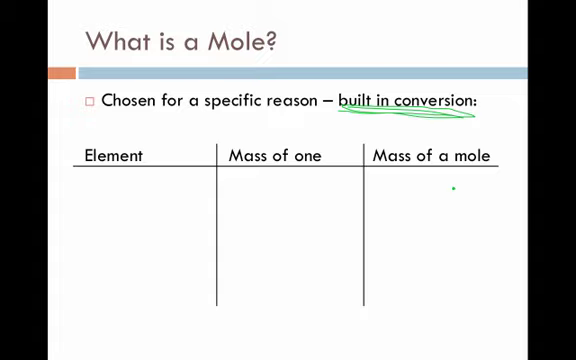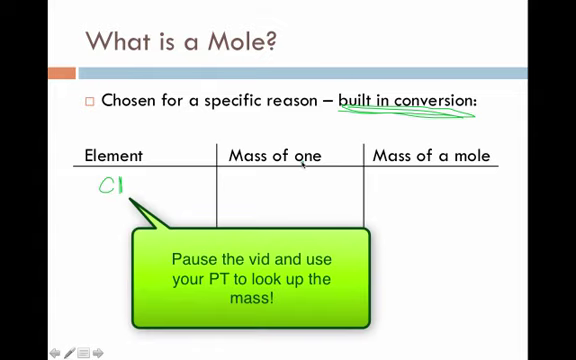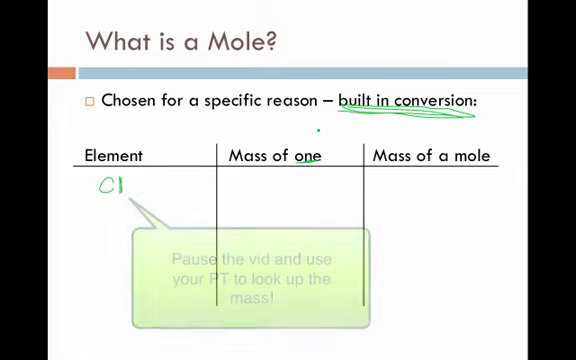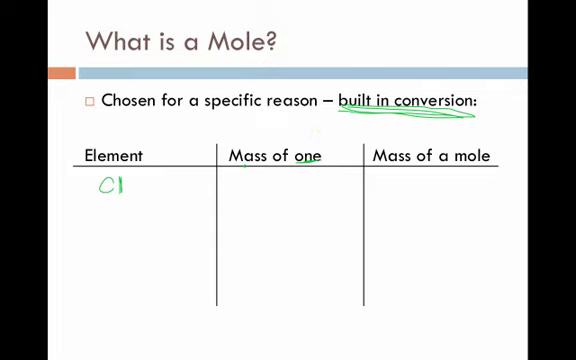So let's talk about what we're dealing with here. For example, we can talk about an element. In this case, we'll talk about the element chlorine. You can take a moment right now and look up its mass on the periodic table, and we want to know the mass of one chlorine atom. So take a minute, pause the video, and see if you can find that. Looking at your periodic table, we'll find that the mass of one chlorine atom is 35.4527. And if you recall from earlier in the year, the units on this would be atomic mass units.